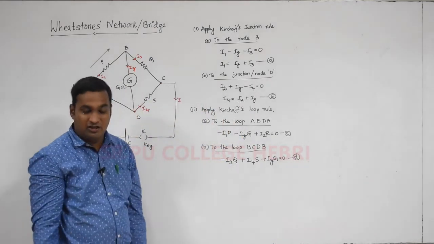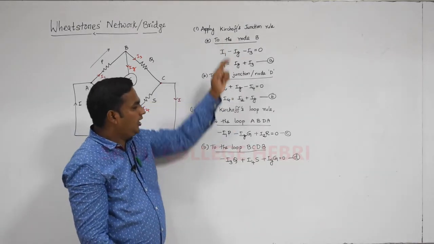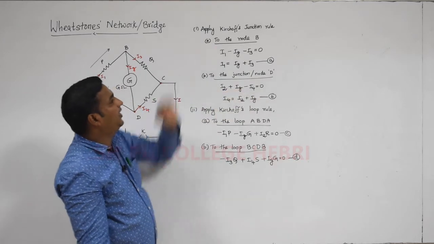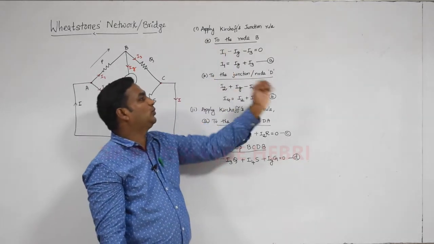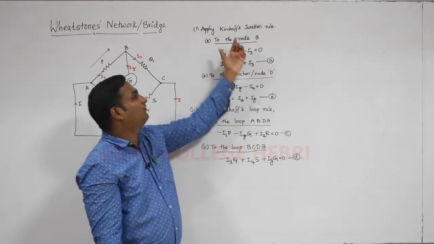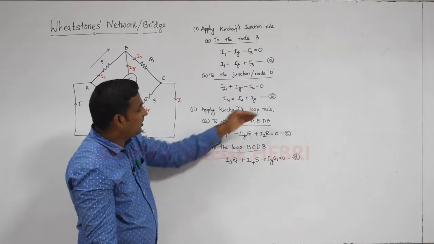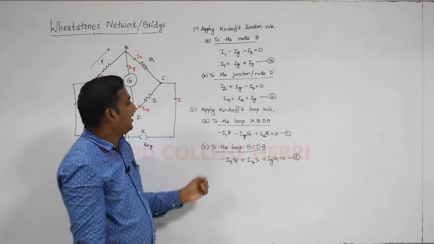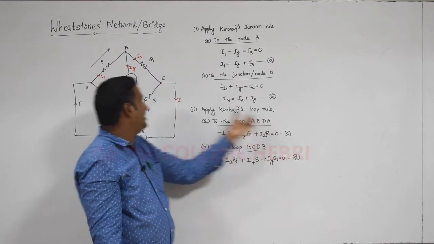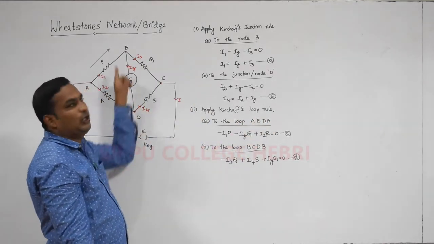Equation D. Dear student, we got a total of 4 equations, A, B, C and D. Equations A and B come from applying the Kirchhoff junction rule, or node rule, or Kirchhoff's first law, to node B and node D. Next, we got equations C and D by applying Kirchhoff's loop rule, or second law, to the loop ABDA and to the loop BCDB.